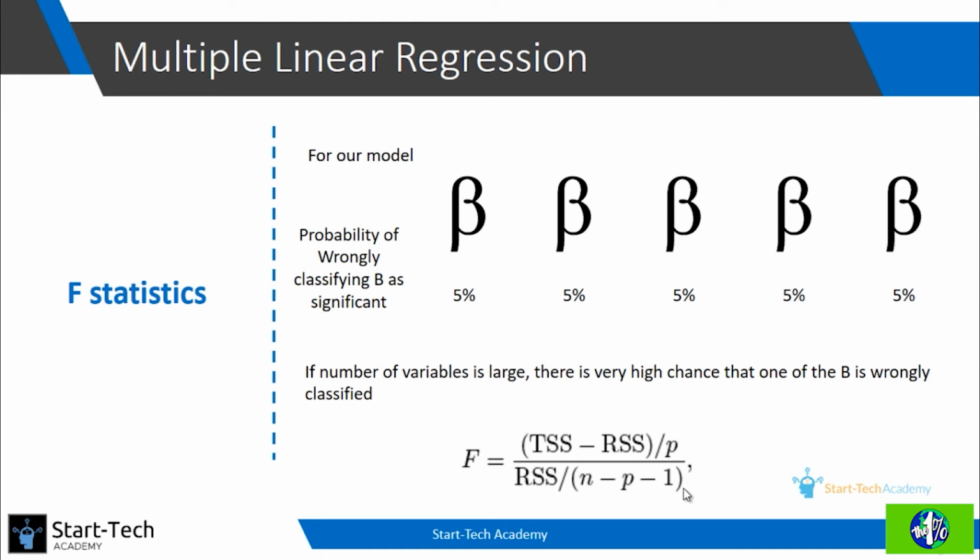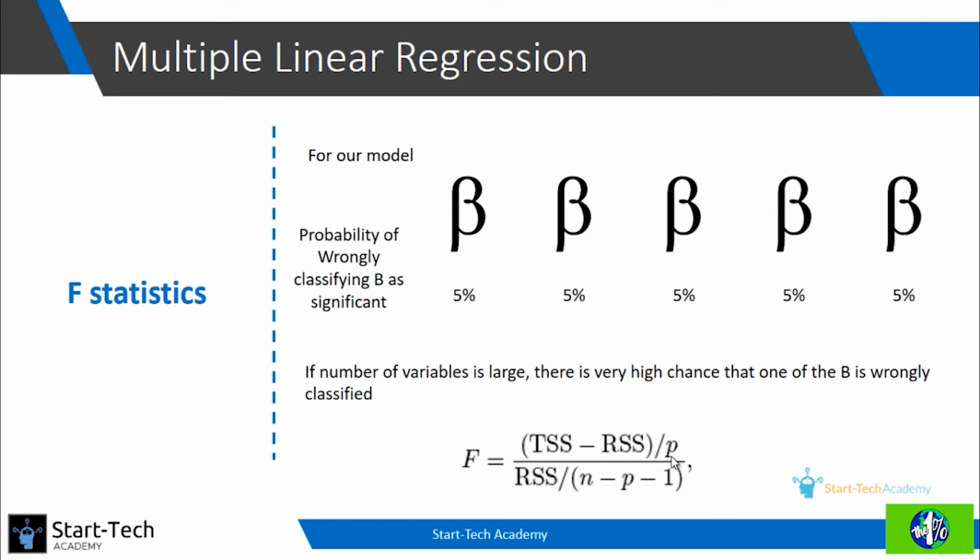The solution to this problem is to adjust for the number of predictors and then find the p-value. This new statistic, which adjusts for the number of predictors, is called the F statistic. This includes the number of variables in the form of this p.